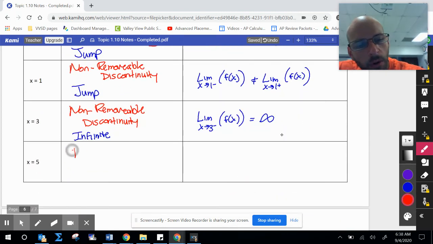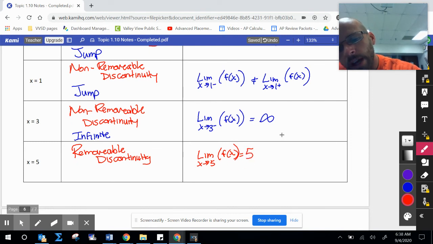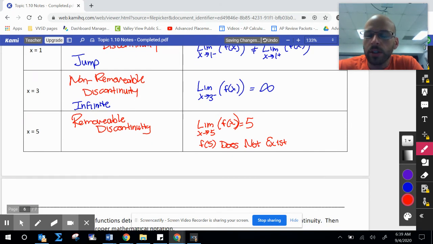So I have a removable discontinuity. And I know that the limit as x approaches 5 does exist. And it gave us 5. However, f of 5 does not exist. And because those two things don't give us the same value, we know there's a removable discontinuity.